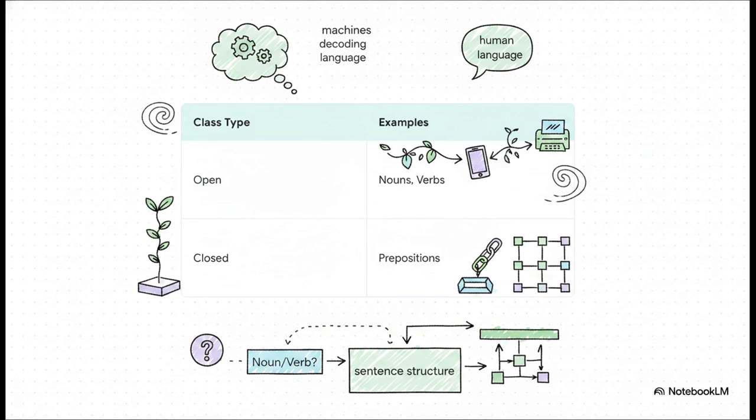First, we have open classes. These are your nouns, verbs, and adjectives, the ones that constantly evolve with fun new slang like iPhone or to ghost. Then we have closed classes. These are the fixed grammatical function words, things like prepositions, determiners, and conjunctions. Knowing whether an unknown word is a noun or a verb instantly tells a machine so much about the likely neighboring words, making it an absolutely crucial first step in parsing any sentence.